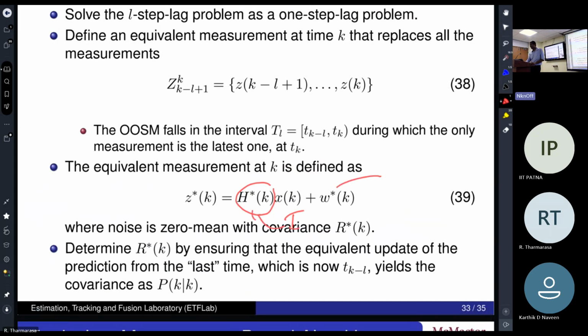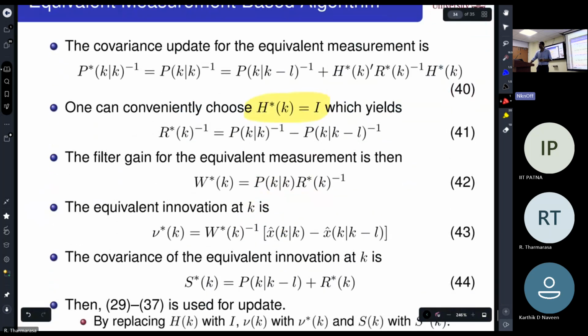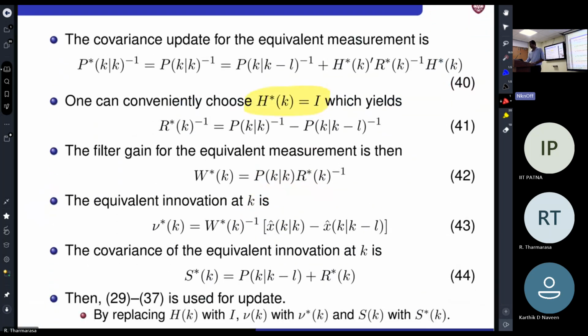Now we want to find the R star and the measurement that gives the equivalent. How do we equalize that? To equalize that, we say this.